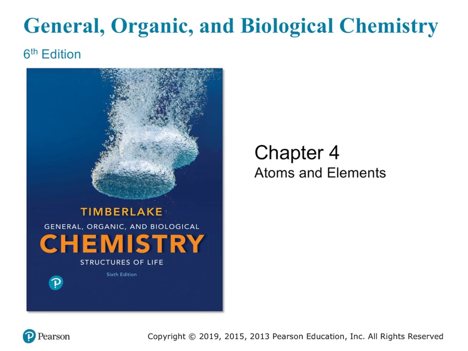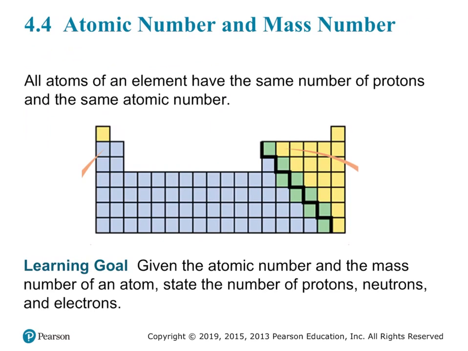Hi everyone! Today we're continuing Chapter 4 in Module 2, and we're going to discuss atomic numbers and mass numbers for elements. So all atoms of an element have the same number of protons and the same atomic number. Last time we did talk about subatomic particles and how every atom contains protons and neutrons in a nucleus, as well as electrons, which are outside of the nucleus.